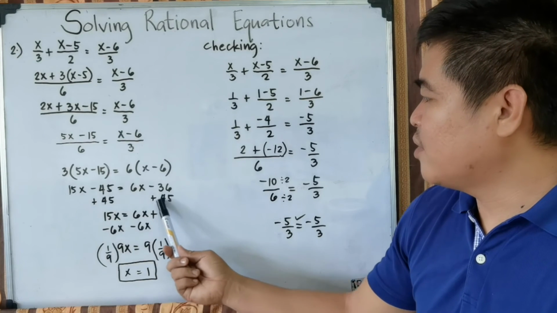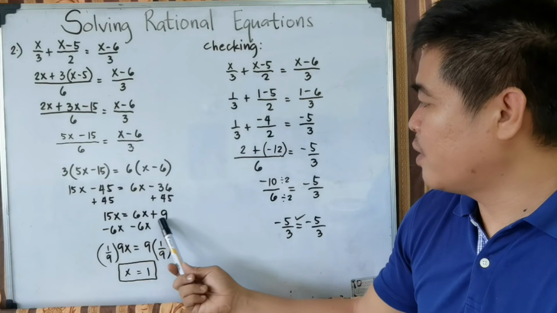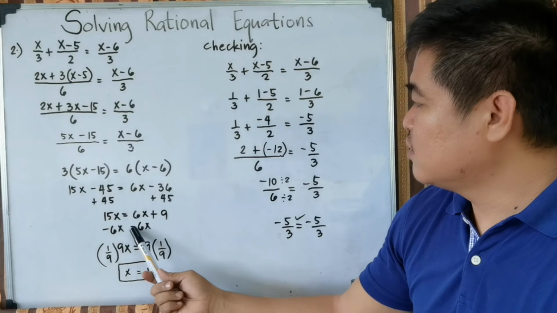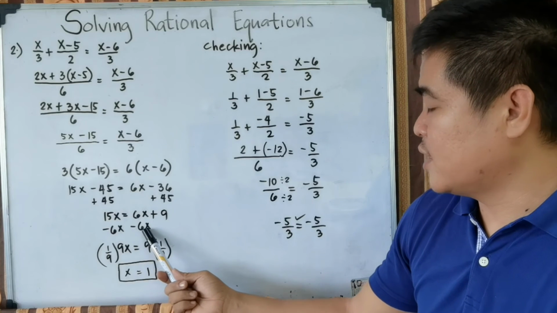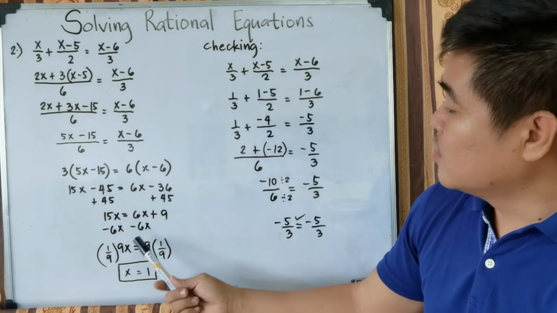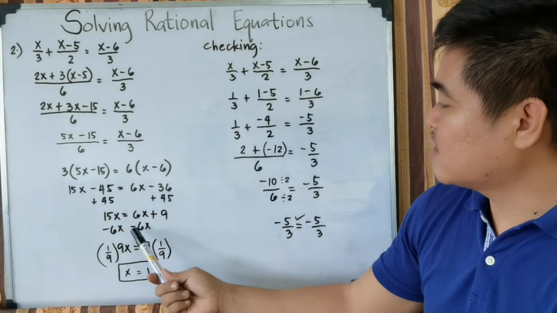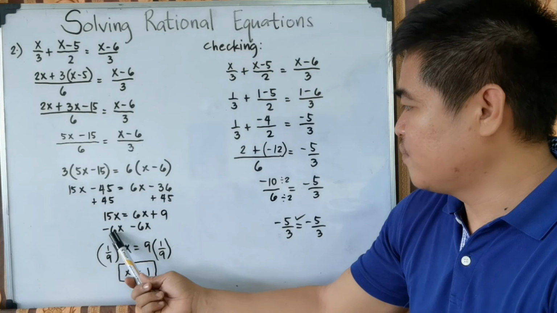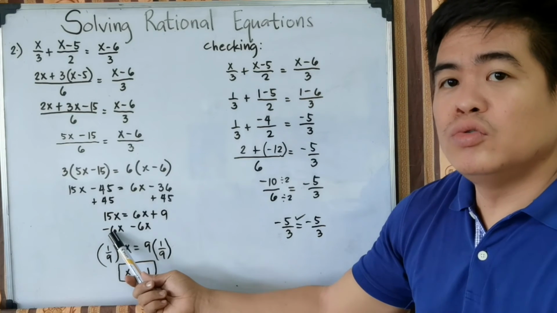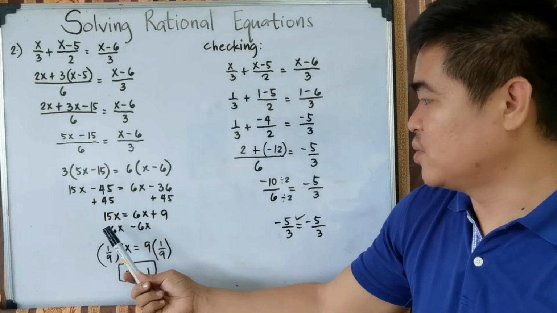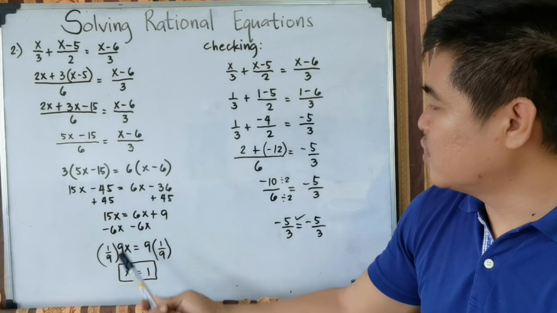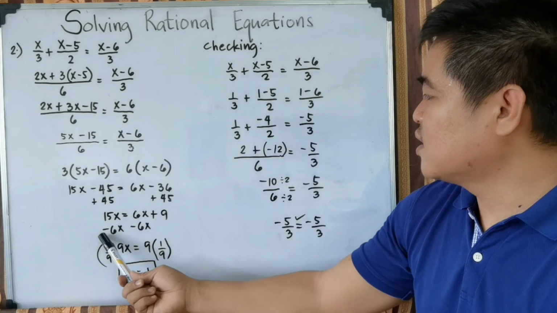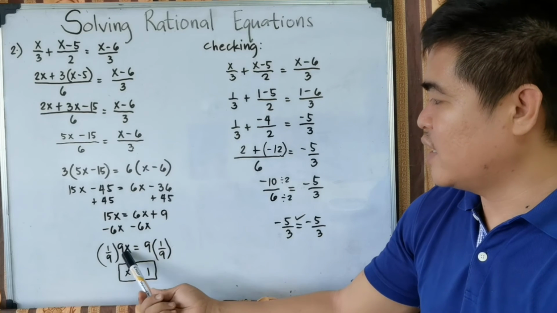On the right side, we still have a term with a variable. To eliminate this, we add negative 6x, its additive inverse. Since this is positive 6x, add negative 6x on the left side. Others call this transposing. Here, this is 0, copy 9, and on this side, 15x plus negative 6x is 9x.